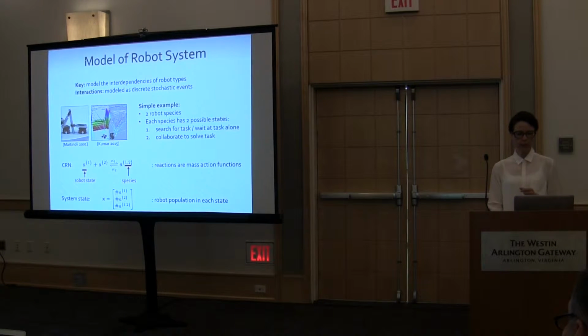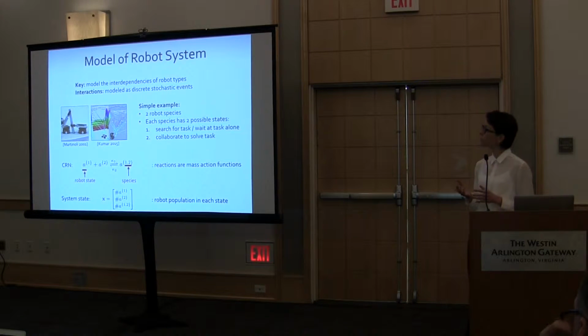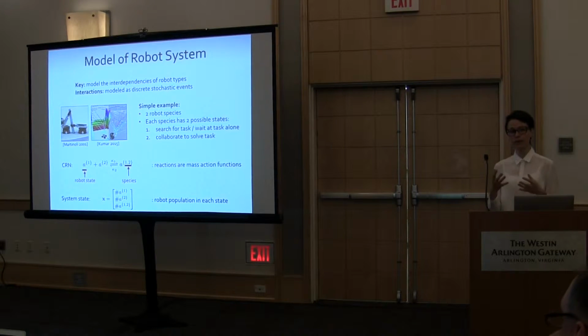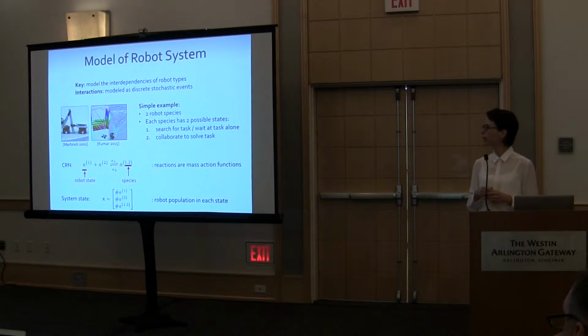The key about our robot system model is that we're going to try to model the interdependencies of our different robot types. And the assumption that we're going to make is that the interactions of our different robots can be modeled as discrete stochastic events. To give you a simple example here, we have 2 robot species that get together to solve a task collaboratively. And any one of these 2 species can be in either one of 2 possible states. Either the robot is searching for a task or waiting for its collaborator to join it, or the robots are together collaborating to solve the task.